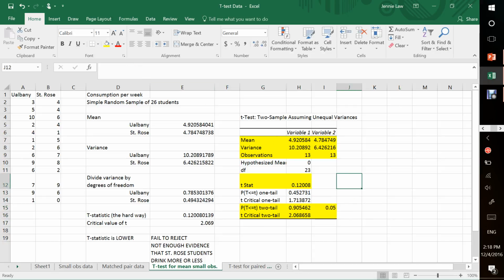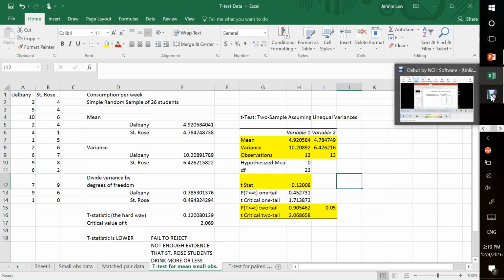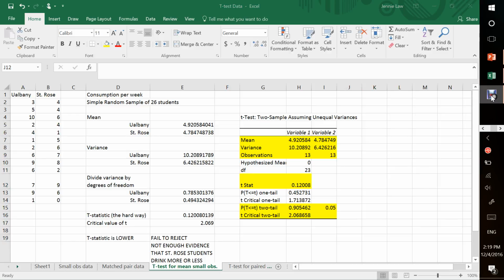So this is the end of our mini lecture on doing t-tests with small numbers of observations, comparing the means of two small observation samples. The next mini lecture will be on doing the pre-post with t-tests. So enjoy!